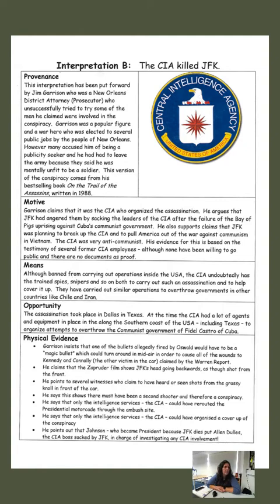So again, read the motive, the means, the opportunity, and the physical evidence. Complete your grids on that section. All right, so pause now while you do that and come back when you're ready.